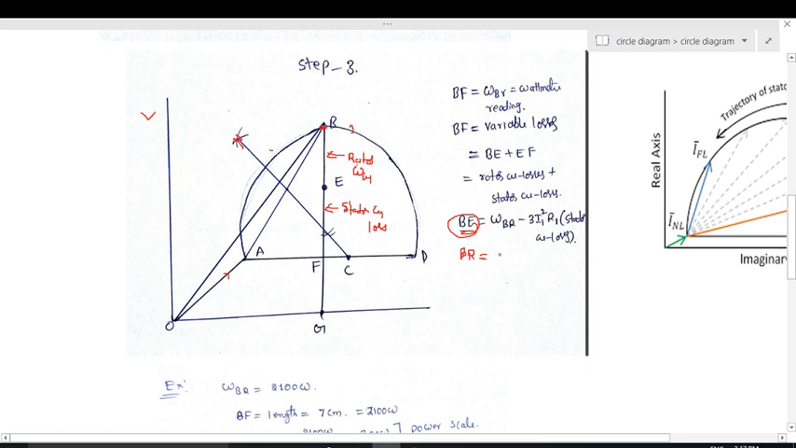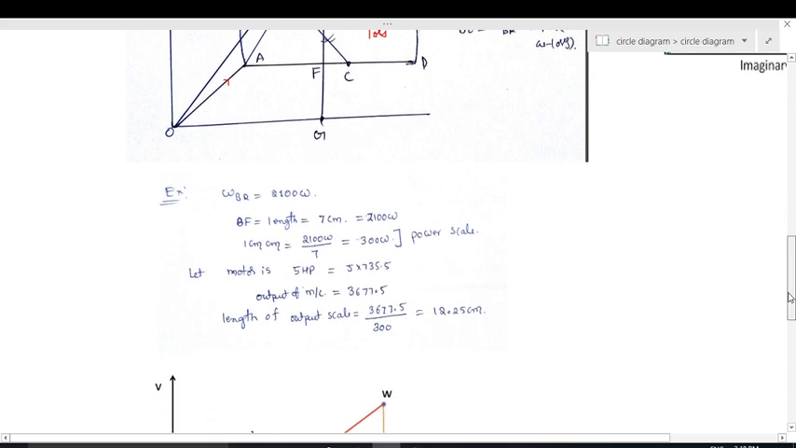So if you get a rotor copper loss of, for example, 3200 watts, how to locate it? Because this is in terms of distance, centimeters, but this is in terms of watts. So to locate that distance in terms of centimeters, we should take a power scale. Previously we took 1 centimeter equal to 2.5 amps for the current scale. In the same way we should find the power scale. So let us look at how to find the power scale.